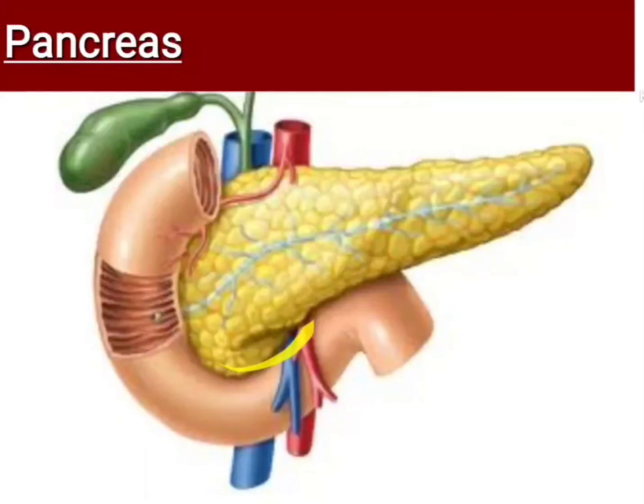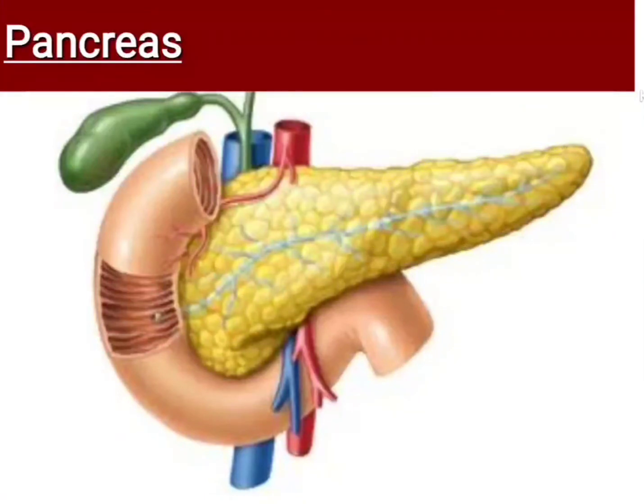Here you can see a C-curve like structure. This curve-like structure is called the loop, and the pancreas is situated in that loop of the duodenum. The pancreas is divided into three regions or parts: head, neck and tail. The part situated in the loop of the duodenum is the head, the middle part is the neck region, and the end part, which is the elongated part, is the tail region.